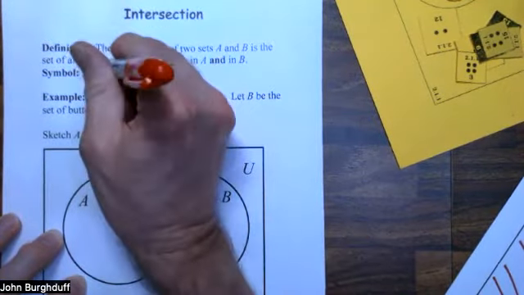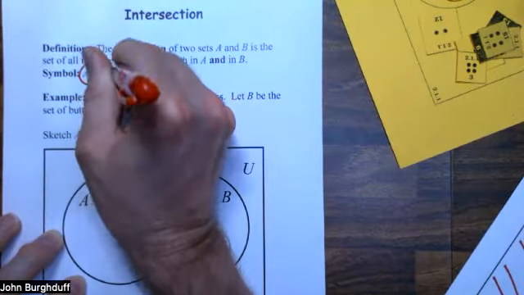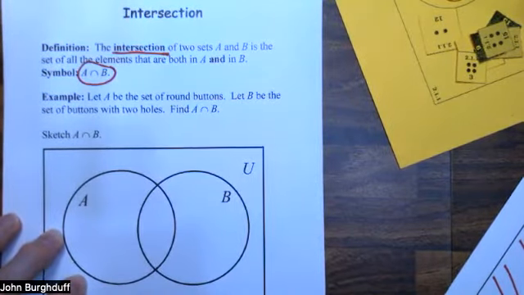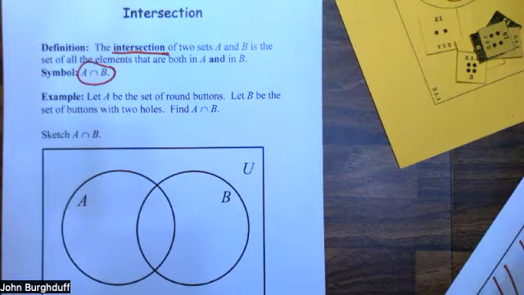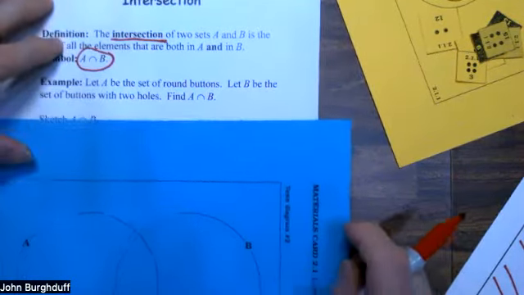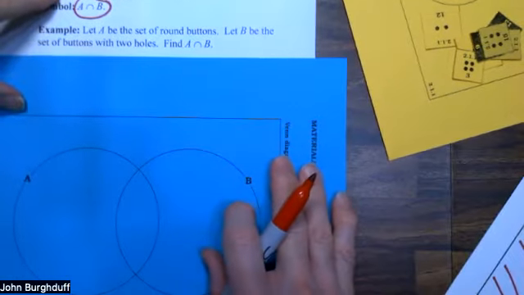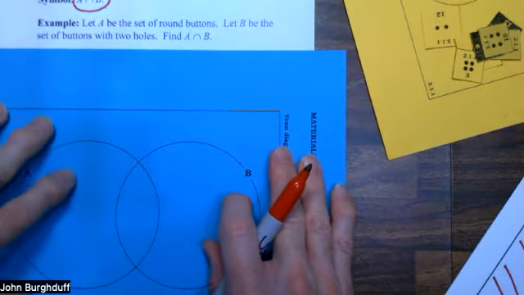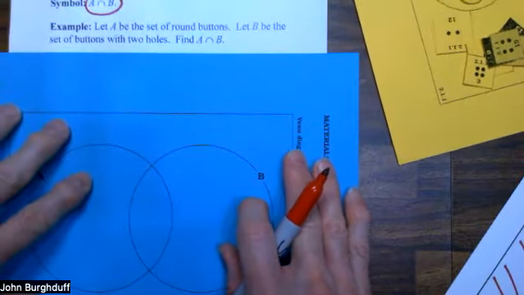And the symbol for that looks like sort of a U turned upside down. All the elements that are in A and in B. Let's use a different Venn diagram to represent that. Here's a larger one, it'll be easier to work with. But let's go with this definition we have here.